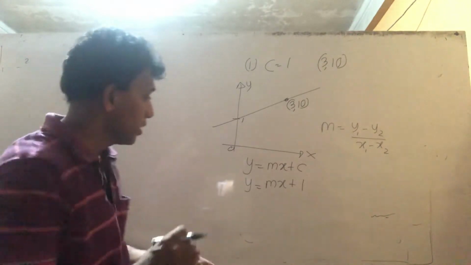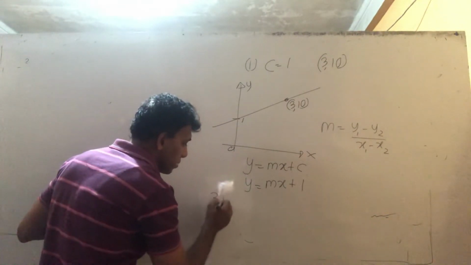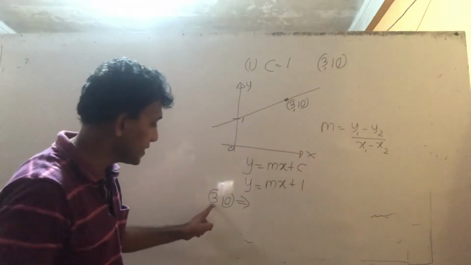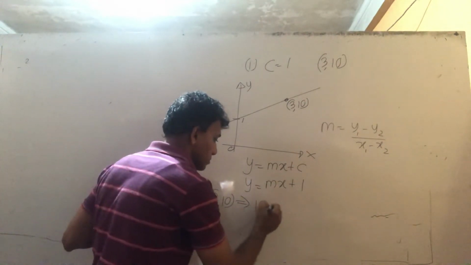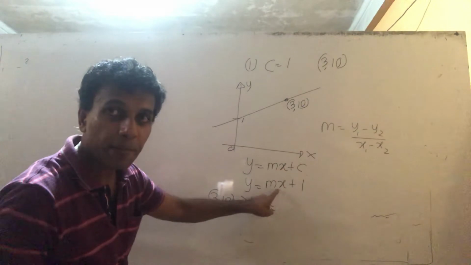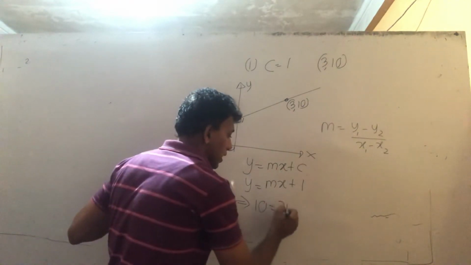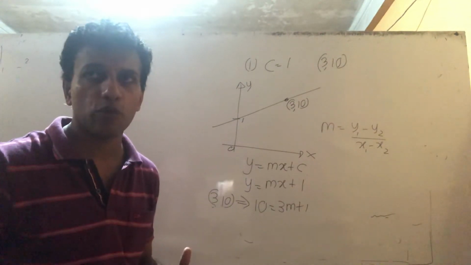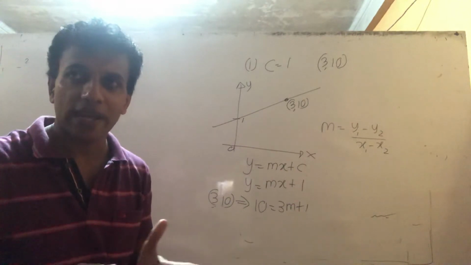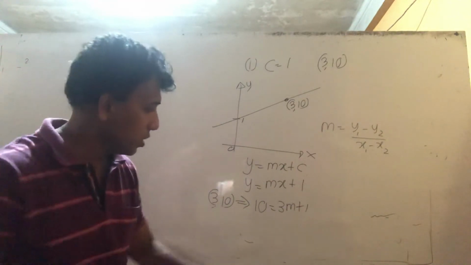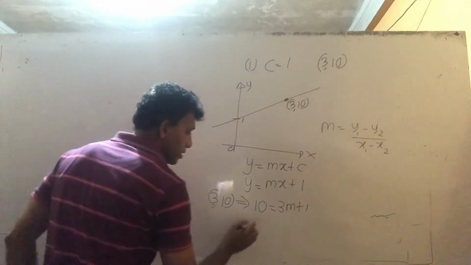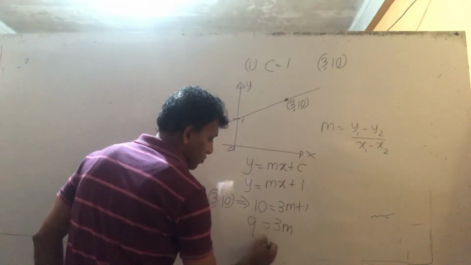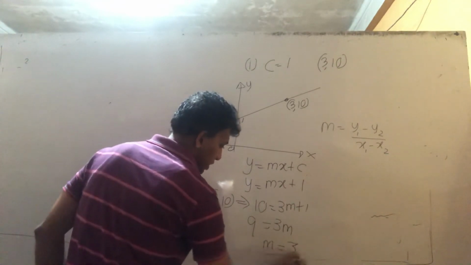That's the idea, right? Now we substitute 3, 10 here. What do you mean by 3, 10? x is 3, y is 10. Put x for 3, m into 3, 3m. 3m plus 1. Now solve this equation. Always equations are very important. You learned the solving idea, solving equations, in primary grade 7, 8, 9. So take the plus 1 to this side: 10 minus 1, 9. 9 equals 3m. Therefore m is 3. Gradient is 3.